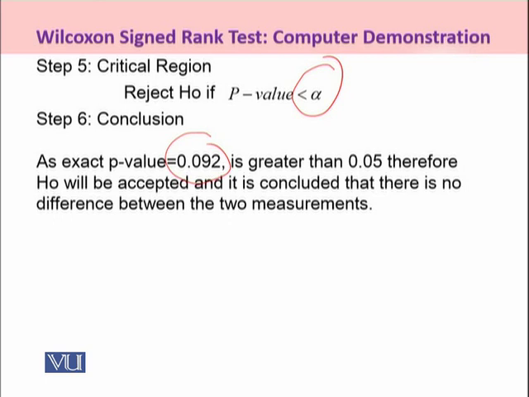Therefore, we'll conclude that there is no difference between the two types of measurements that were taken before the hemodialysis and after a period of 5 months of hemodialysis. So that means they are essentially identical to each other.